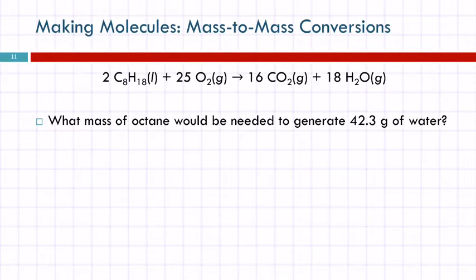Let's do another example. What mass of octane would be needed to generate 42.3 grams of water? So we'll go through this one a little faster without all the commentary. Okay, so there's the question. You got to read the whole question. Find the numbers. 42.3 grams of water. I'm going to write that under water.